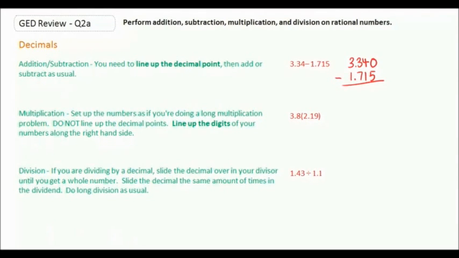We can't do 0 minus 5, so we need to borrow. So the 4 becomes a 3, and our 0 becomes a 10. 10 minus 5 is 5. 3 minus 1 is 2. You need to borrow again, so that becomes a 2, and that becomes a 13. 13 minus 7 is 6. We just bring down our decimal point, and 2 minus 1 is 1.